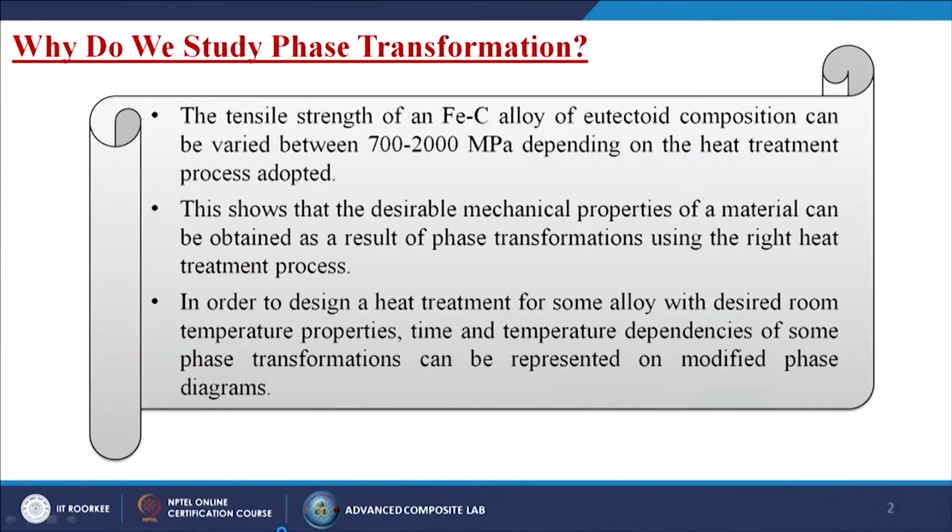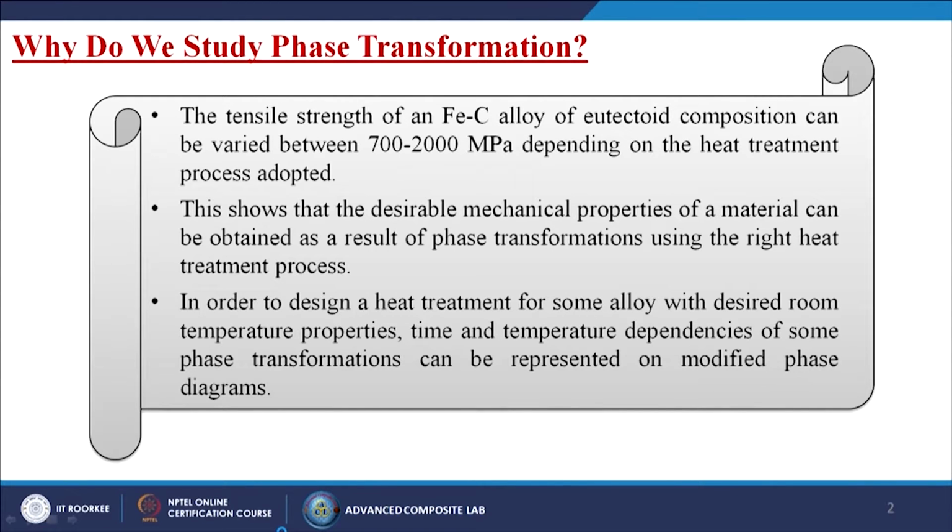Sometimes, from the material scientist's point of view, it is required to change material properties to gain the materials a wider range of applications. First, we are going to discuss why we need to study phase transformations. Suppose I give you a small example: the tensile strength of an iron carbon alloy of eutectoid composition can be varied between 700 to 2000 megapascal depending on the heat treatment process adopted.